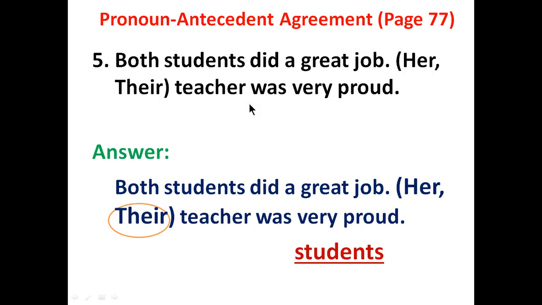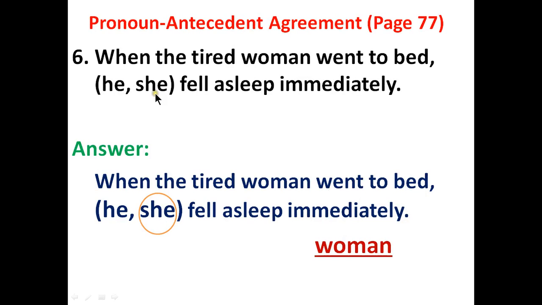Number 5. Both students did a great job. His or her teacher was very proud. As you know, both means two, so I cannot say her. Both students did a great job. Their teacher was very proud. You will circle their and write students on the line. Number 6. When the tired woman went to bed, she fell asleep immediately. She will be circled and you will write woman as the antecedent of she.